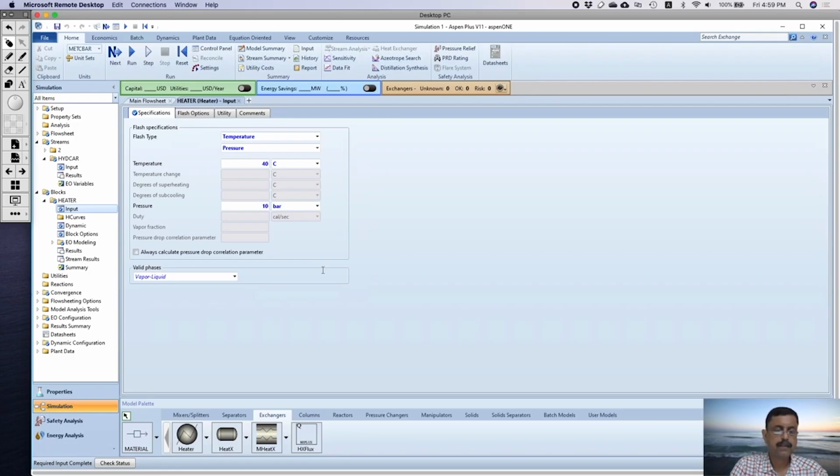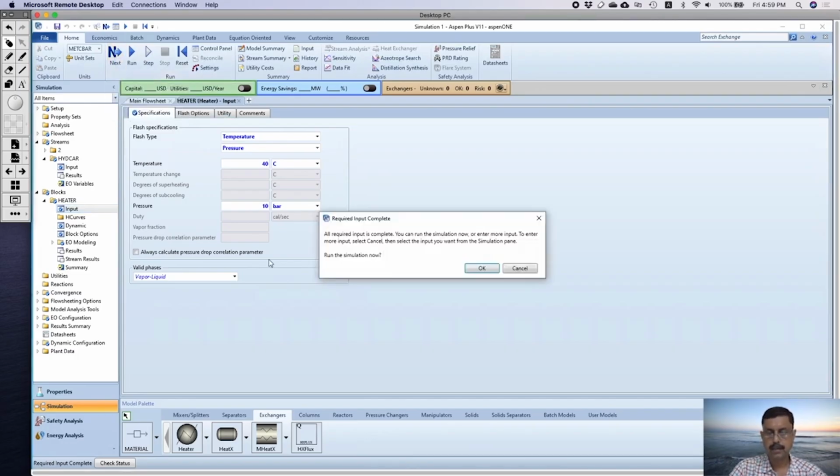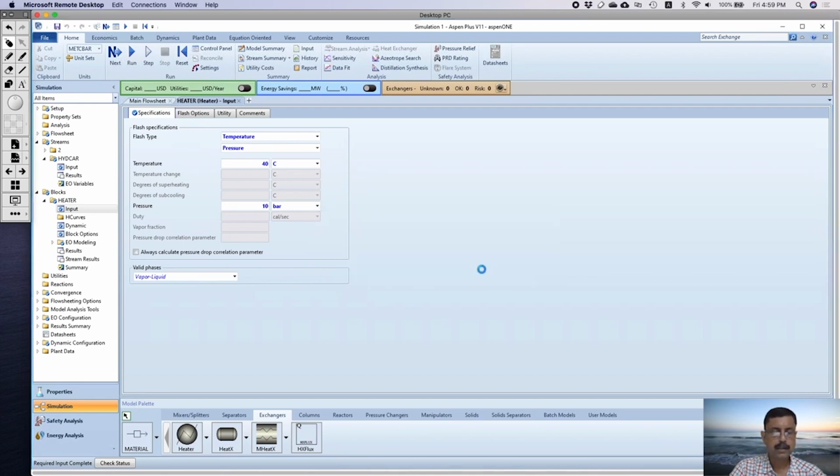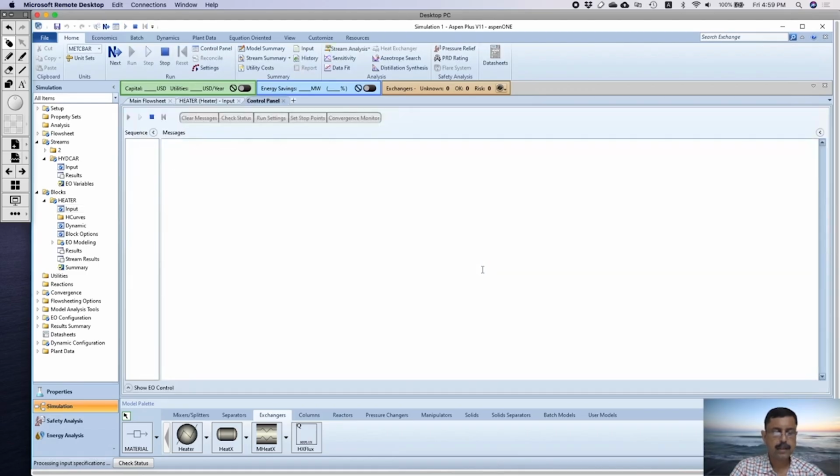So the moment I give 10 bar, the specification is complete with a blue tick. Now we write next. Now all the required inputs are complete, so we can run the simulation now. So please run. It will run the simulation and it will give you the sequence of messages. Processing input specifications.